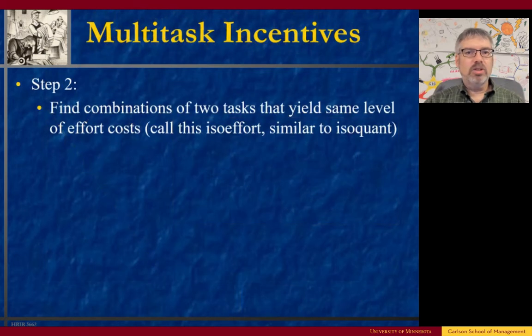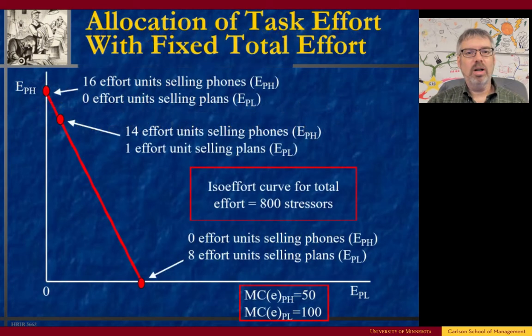Okay, and just like with isocost and isoquant, here we have an iso-income, which gives us combinations of effort on the two tasks that give us a certain amount of income. But what about the cost side, right? So I'm going to call this an iso-effort, equal amount of effort, equal amount of stress in this example, similar to an isoquant. So again, I could devote 16 units of effort to selling phones and none to selling plans, and that would result in a total effort cost to me of 800 stressor units.